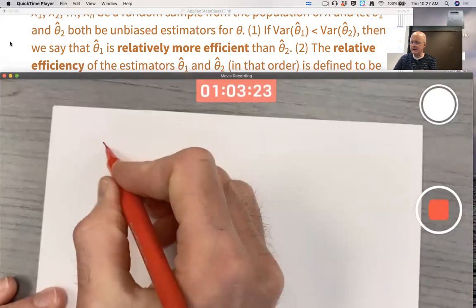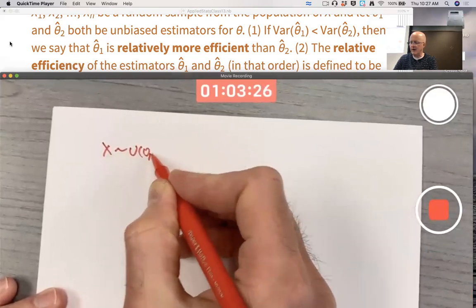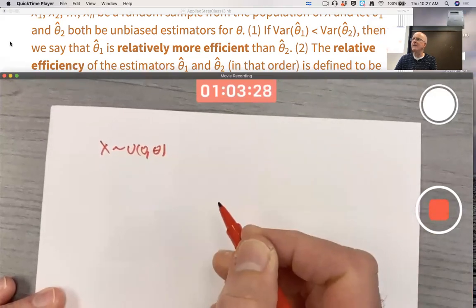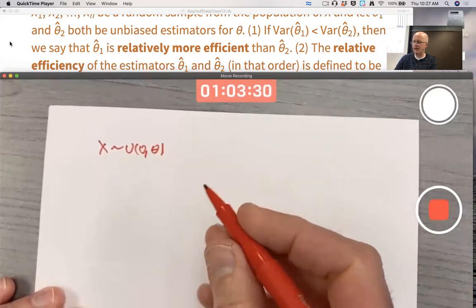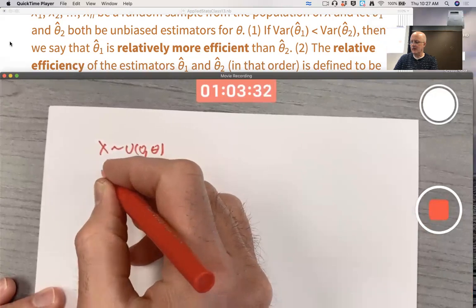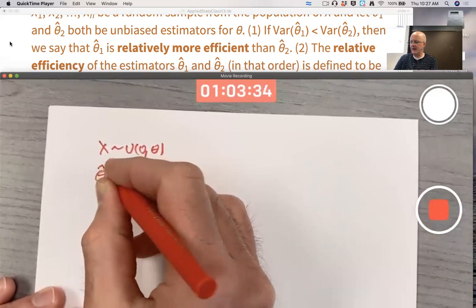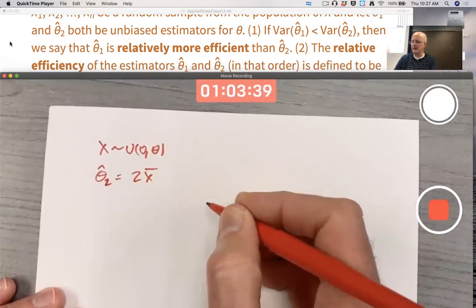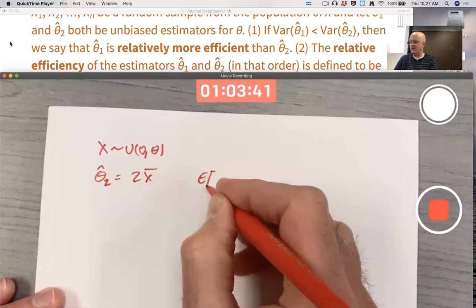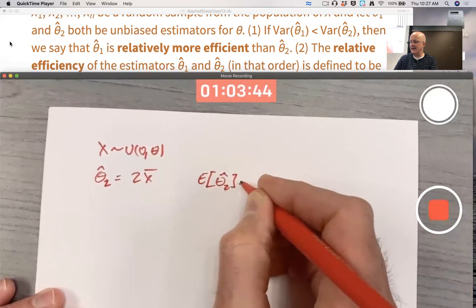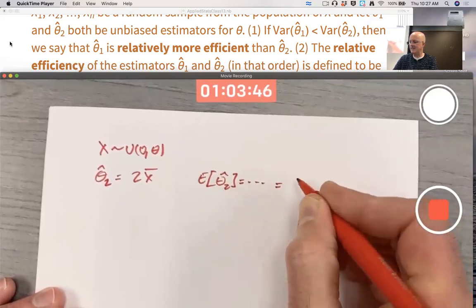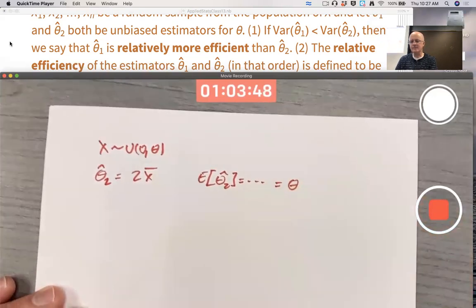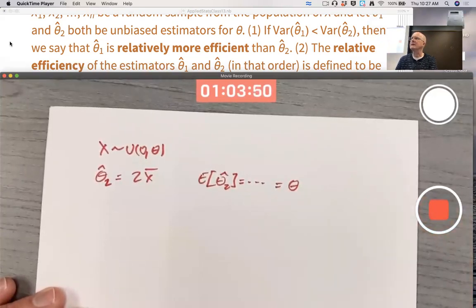So I have to compute the variance of these estimators. I'm guessing the variance of theta 2 hat is easier because it depends on x bar, and I know the variance of x bar. Guessing that one's easier. Let's try it. So x again is uniform on 0 to theta. Theta 2 hat is what I'm thinking about. That's 2 times x bar. We already showed the expected value of theta 2 hat is theta itself. We do know it's unbiased.